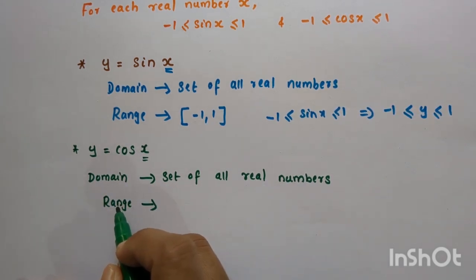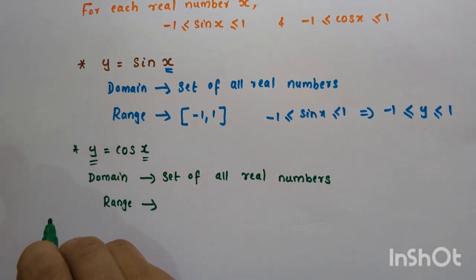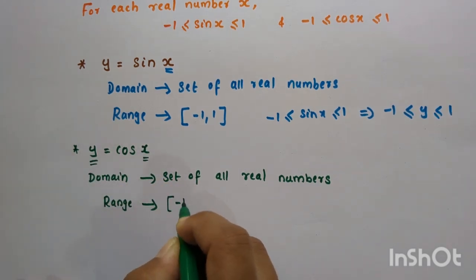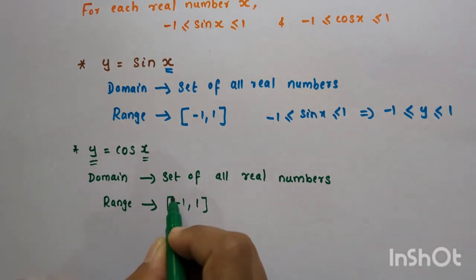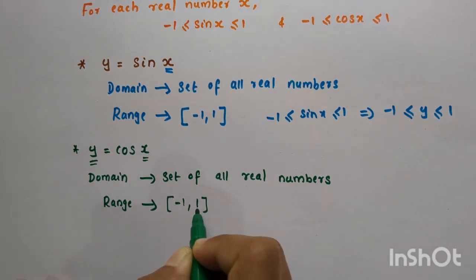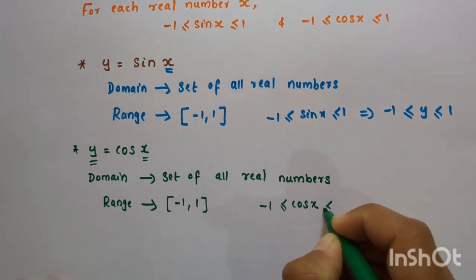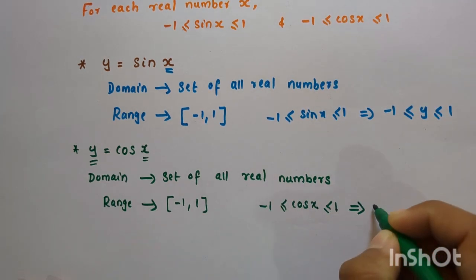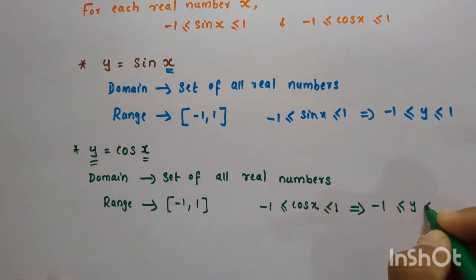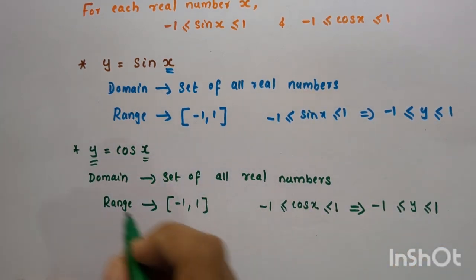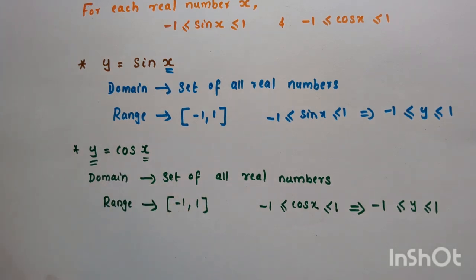And the range of this function, range means values of cos x, that is value of y. See, values of cos x are between minus 1 and plus 1 including minus 1 and plus 1. So, the range will be the closed interval minus 1 comma 1. That is minus 1 less than or equal to cos x less than or equal to 1. Or you can write it as minus 1 less than or equal to y less than or equal to 1. So, this is the domain and range of the function cos x.